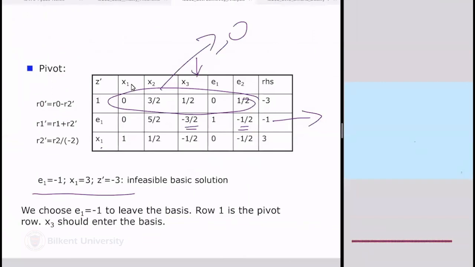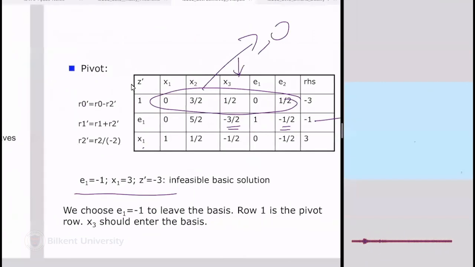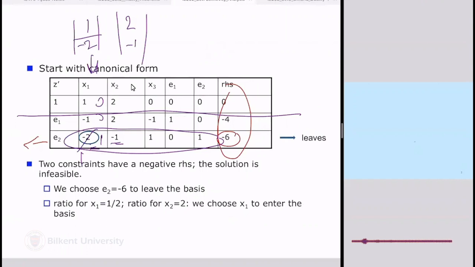If you had chosen x2, for example, as the entering variable, the next iteration would be a mess. You will have a negative row 0 and a negative right-hand side, which means just gibberish. It has no meaning. You can't use any of the algorithms. In order to use those algorithms, either primal feasibility in the primal simplex algorithm or dual feasibility in the dual simplex algorithm should be maintained. Okay?